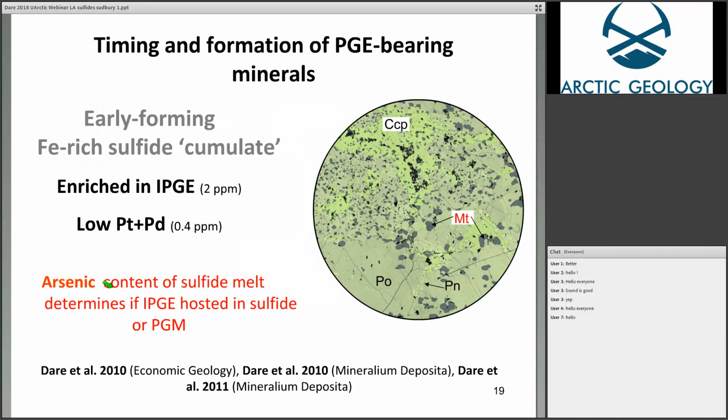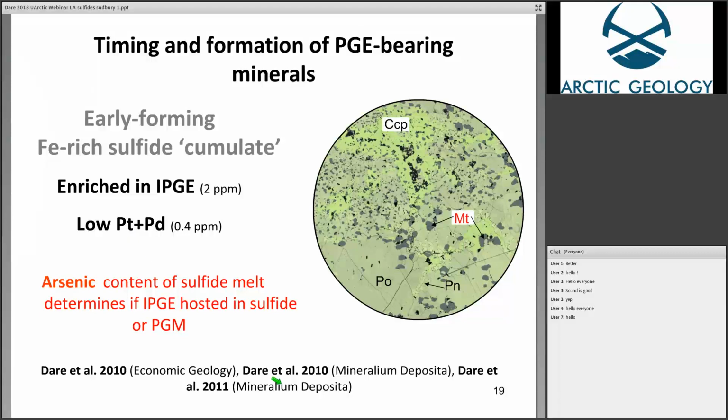So I'll start off by explaining the results of combining the laser study with the platinum group minerals study to find out where the PGEs are hosted. I'll start off with the early forming iron-rich cumulate. Just to remind you, these are enriched in the iridium, rhodium, ruthenium, osmium group elements, IPGE, and relatively depleted in platinum palladium.